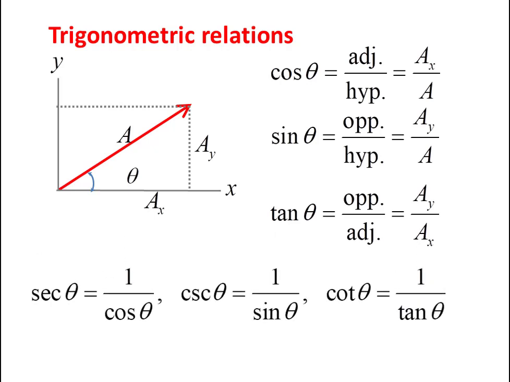There are these inverse trigonometric relations. Secant of theta is 1 over cosine of theta. Cosecant of theta is 1 over sine of theta. Cotangent of theta is 1 divided by tangent of the angle theta. And you have to remember these trigonometric relationships so that it will be easier for you to find the components of a vector and everything associated with it.